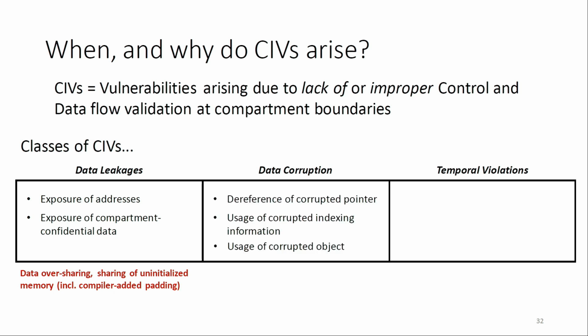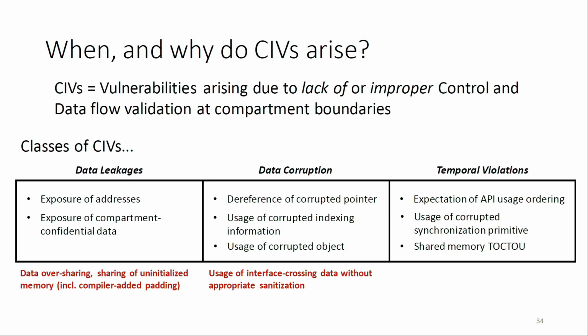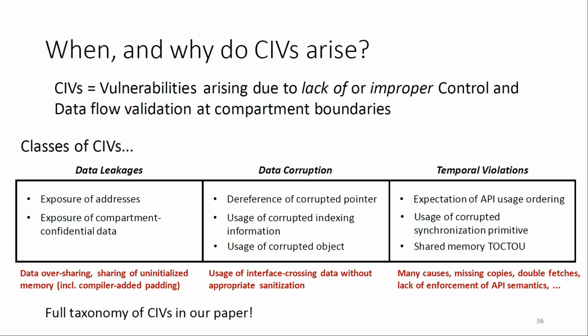We have already illustrated a range of data corruption attacks in the previous slide, but generally, they are bound to happen in situations where interface-crossing data is used without appropriate sanitization, and they can affect control as well as non-control data. Finally, temporal violations include vulnerabilities like expectation of API usage ordering, or usage of corrupted synchronization primitives, or shared memory time of check to time of use. Temporal violations are usually caused by a wide range of behaviors, including missing copies, double fetches, and generally lack of enforcement of API semantics. This is a broad and very succinct overview, but the paper provides a full taxonomy, including an analysis of existing defenses.